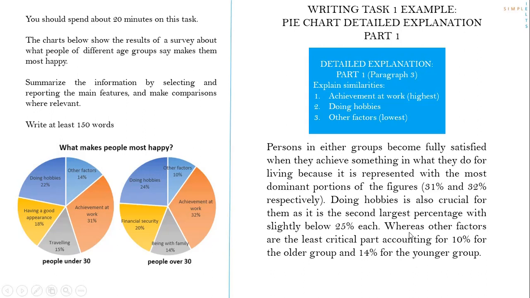Let me continue. Whereas other factors are the least critical part, accounting for 10% for the older group and 14% for the younger group. In both pie charts, other factors are the lowest percentage, 10% and 14%. Accounting for has the same meaning with consists of, something like that. That's for the paragraph 3.